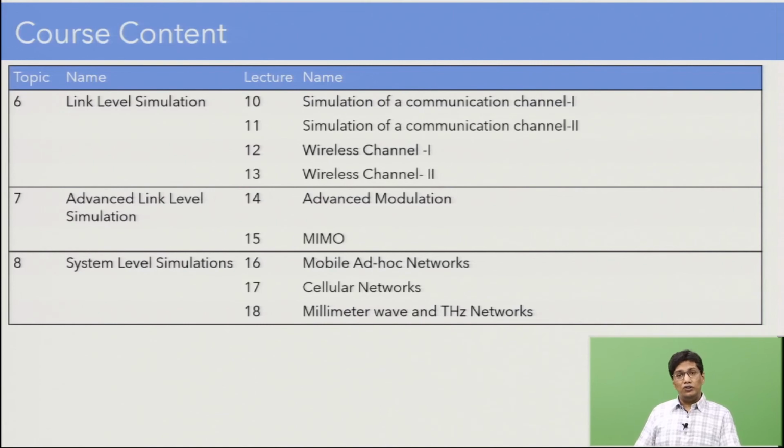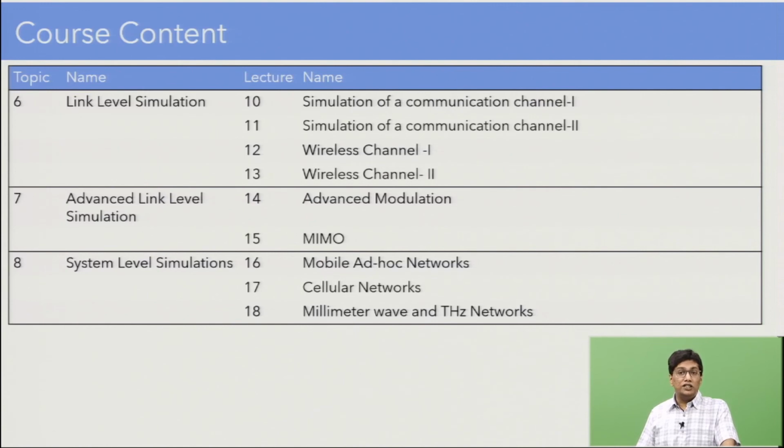Then we will actually go to implementation. We will look at link level simulation. So, we will talk about, in two lectures, how to simulate a communication channel, and then how to simulate a wireless channel. We will talk about some advanced concepts also, for example, for modern modulation, how we can modify these simulations. We will also look at MIMO systems, which are multiple input and multiple output systems.